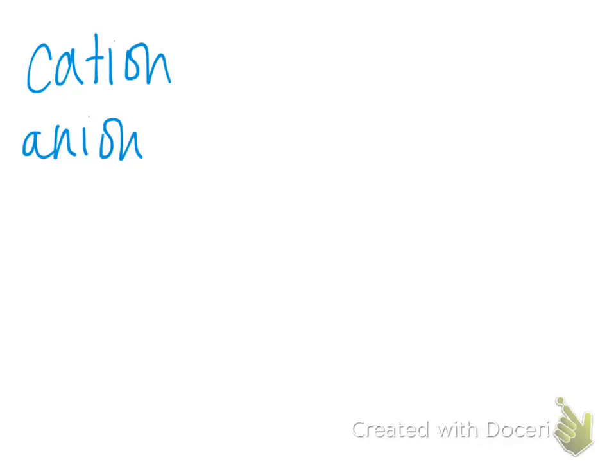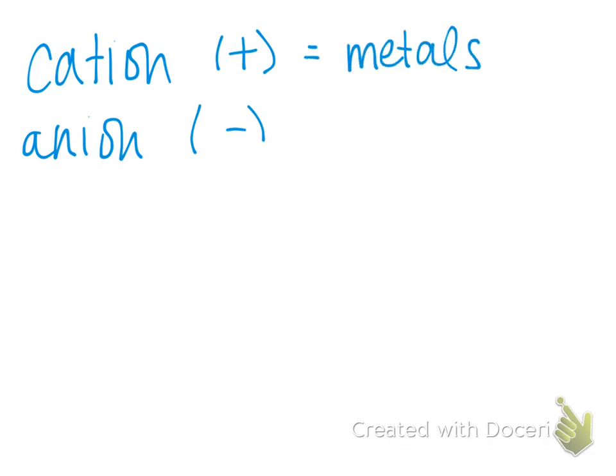The first thing that we need to be able to tell the difference on is a cation and an anion. So what is a cation? These are positively charged particles, and an anion is a negatively charged particle. On your periodic table, there's a big split between cations and anions. Cations, the positively charged particles, are always the metals, and anions are usually the nonmetals.